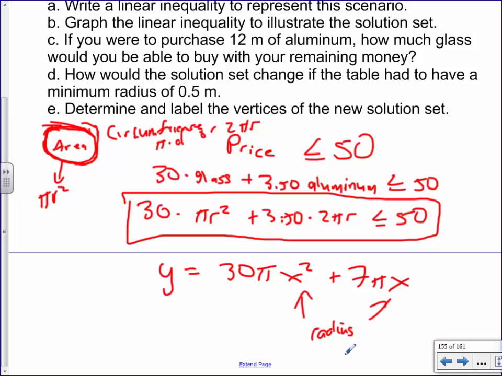Well, 50 is my max that I can spend. But 50 really refers to how much it's going to cost. Yeah, in a way, I now have an equation that relates my cost to my radius. As my radius increases, my cost will increase. Does that make sense? And what I'm going to need to do is make sure that this does not go above 50. So now I'm going to place where I can graph this thing.